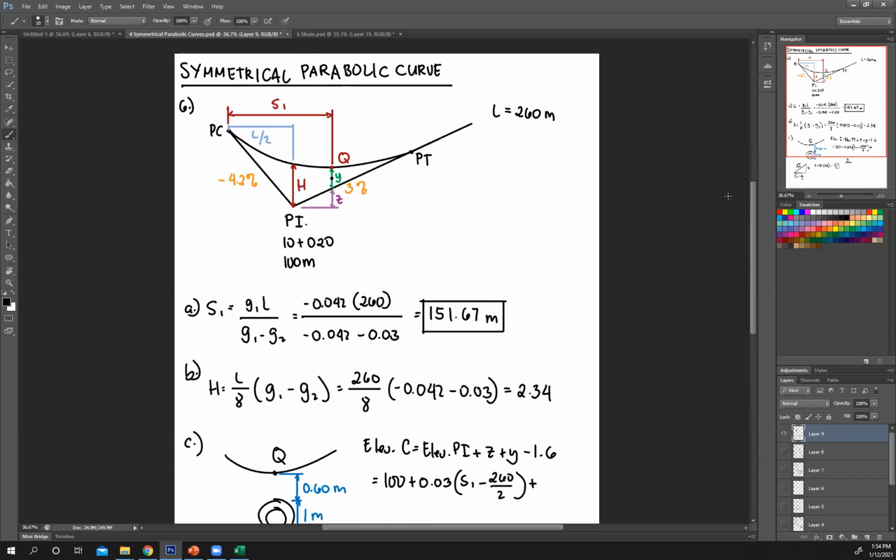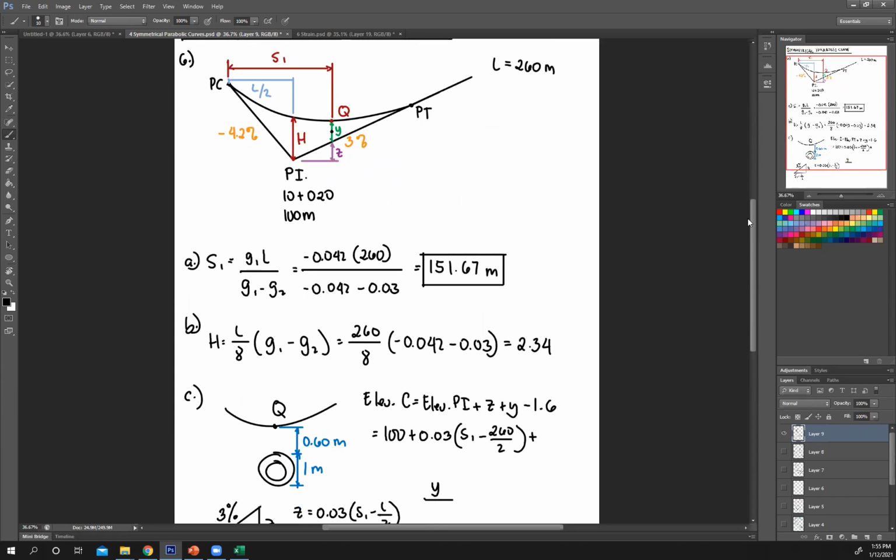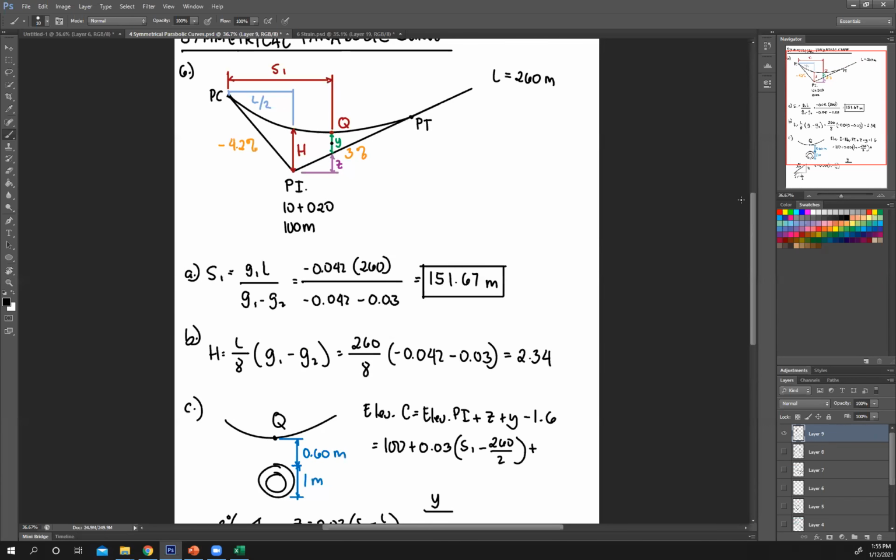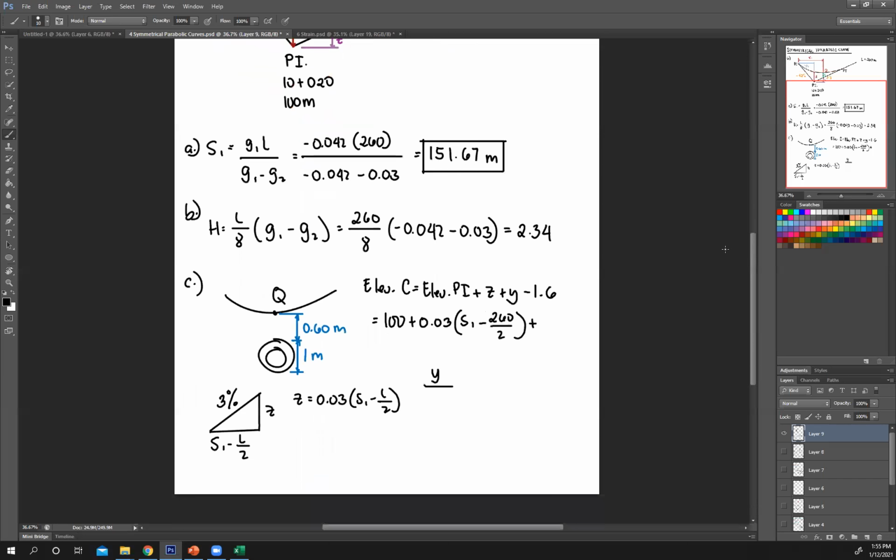So Y over its horizontal distance from PC. So since we're using this point, the horizontal distance from PC is actually S1. And remember, it's not always that way, okay? It just happens because our culvert is at the lowest point. So what if it's this point, then our denominator is this length. But since it's at the lowest point, our denominator is S1.